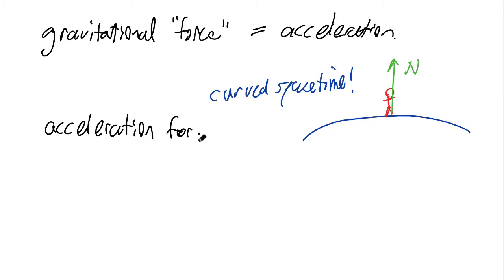This person or particle sits at a constant areal radius, which we'll call constant capital R, the radius of the Earth, and also stays at a constant angular location.